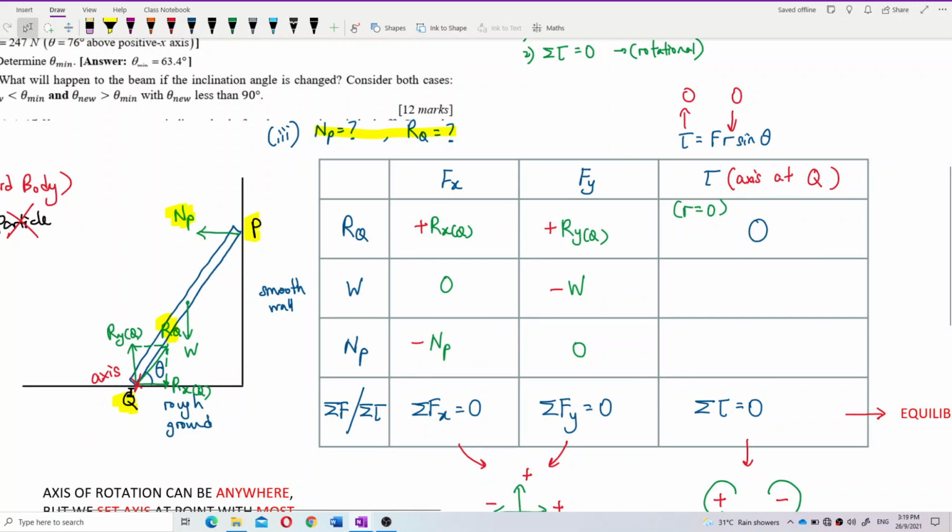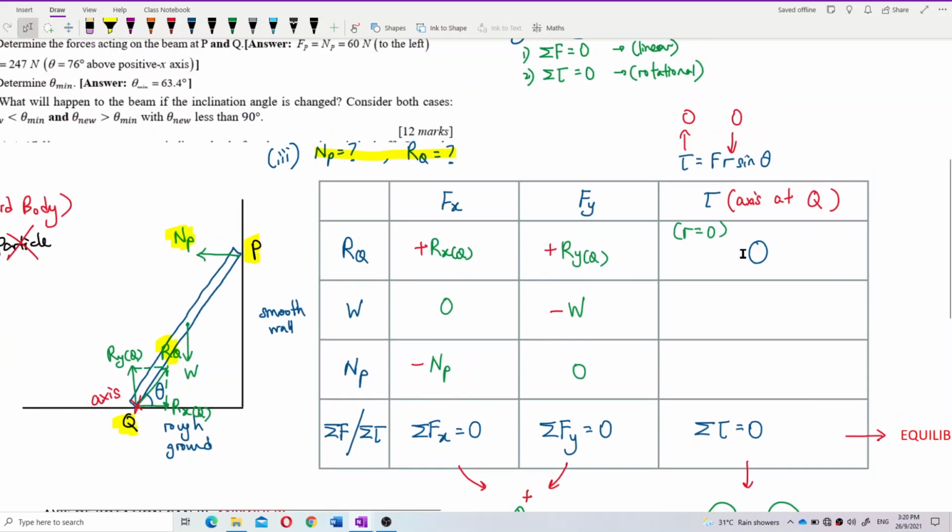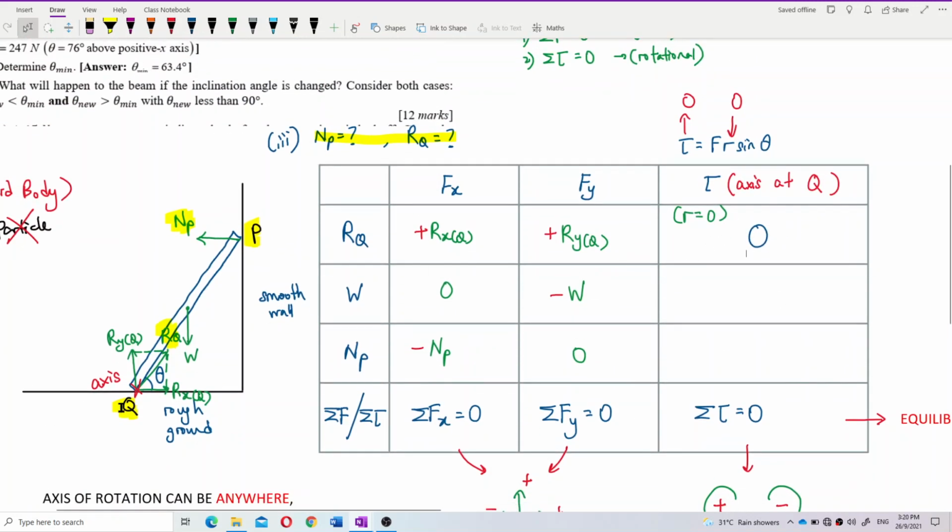I don't need to find out what is RXQ. I don't need to find out what is RYQ. I just put 0 because RQ is acting on the axis of rotation. So it simplifies my calculation already. You see that? So there, the torque by RQ is 0 because it has 0 distance. Okay, good. Now, how about the weight?